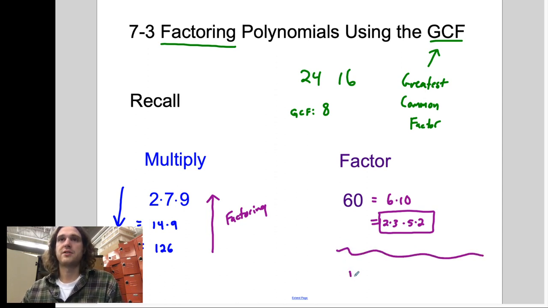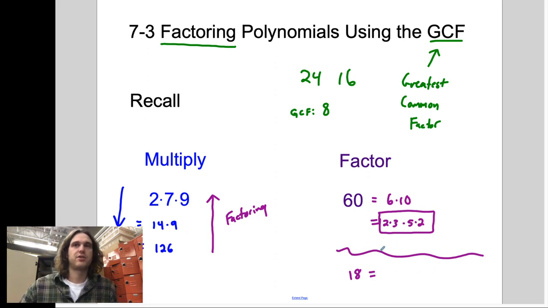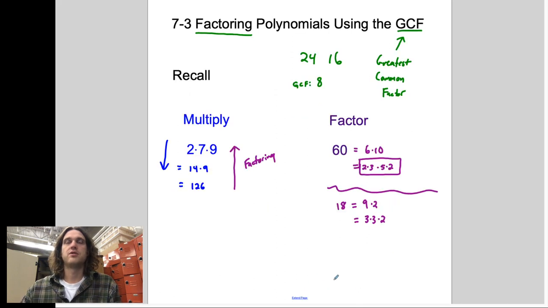You guys, go ahead and give it a shot. Why don't you practice and factor 18? What is 18's prime factorization? Okay, here we go. 18 is 9 times 2, and 9 is 3 times 3. And we have our 2 that comes down along for the ride. So that is how you factor. You're just breaking it down into a product. You're really kind of doing division and leaving the multiplication problem left over.